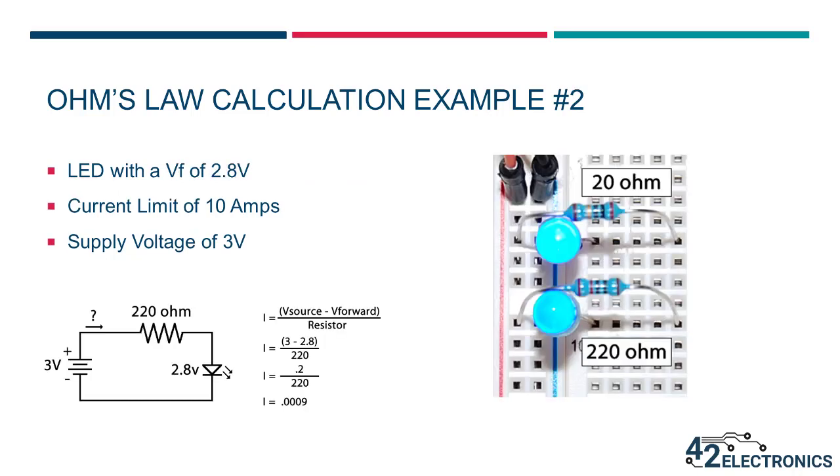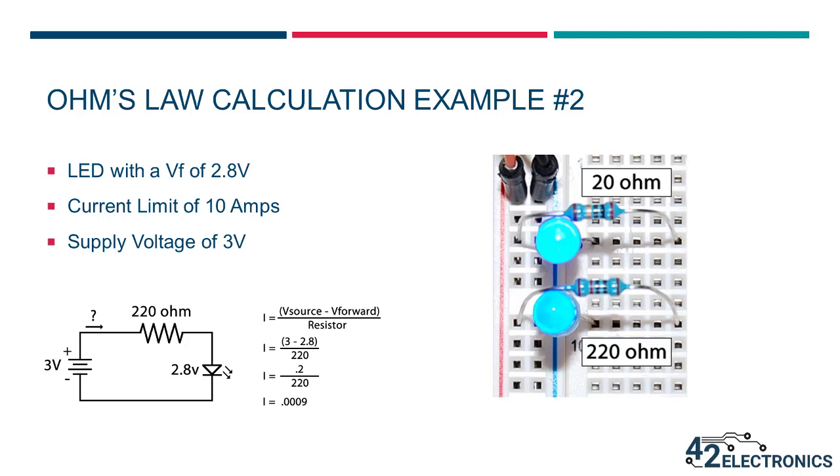Let's use Ohm's law to determine how much current the LED is allowed when we use a 220 ohm resistor and a 3 volt supply. Using this formula, a 220 ohm resistor limits the LED current to 0.0009 amps or 0.9 milliamps. Comparatively, a 20 ohm resistor would limit the LED current to 0.010 amps or 10 milliamps. This means that if your voltage source was only able to supply 10 milliamps of current, you could power a single LED with a 20 ohm resistor, or you could power 11 LEDs using 220 ohm resistors.